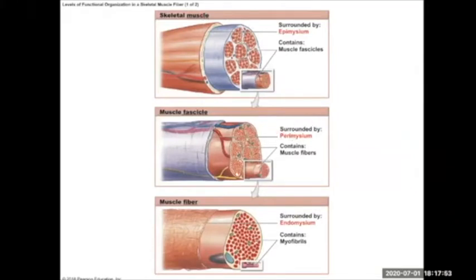Perimysium is the connective tissue surrounding the fascicles, really making up the fascicle. And then around each muscle fiber is an endomysium. Right, so epi, peri, and endomysium. Those are the connective tissue layers.